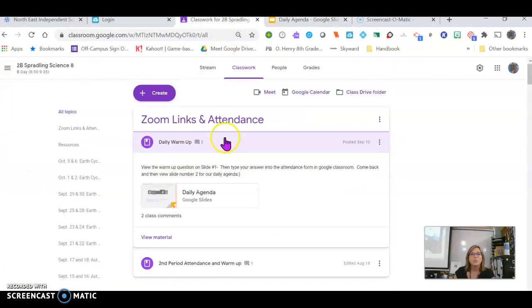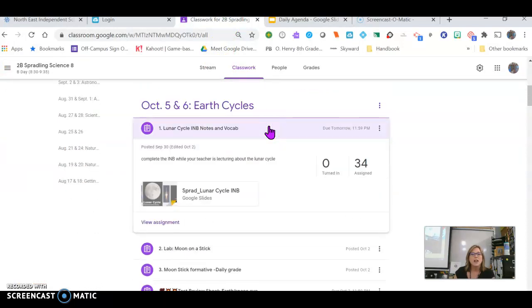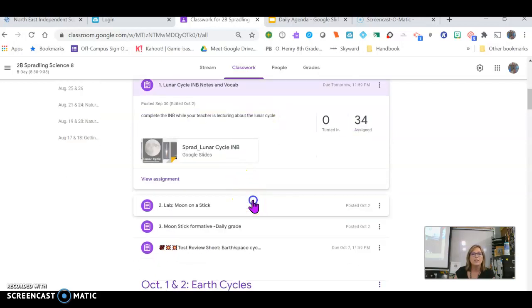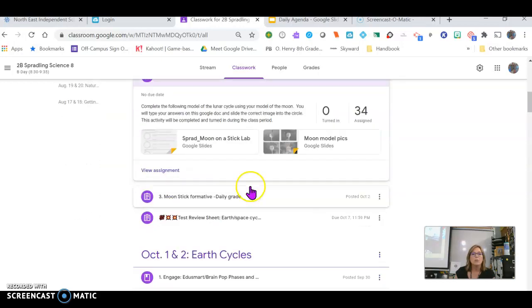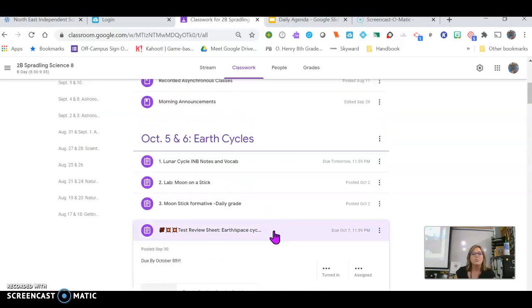If you look in Google Classroom and you scroll down to today's date, here's your interactive notebook. Complete all the questions there. It's pretty self-explanatory. Here's your lab, moon on a stick. These images here kind of show you what you're going to be looking for, how you'll see the lit and the shaded part. Join me for tutoring if you need help with that. It's at 2 o'clock every day. And then these are the 5 questions you'll need to turn in for your daily grade. And then here you go with your test review.